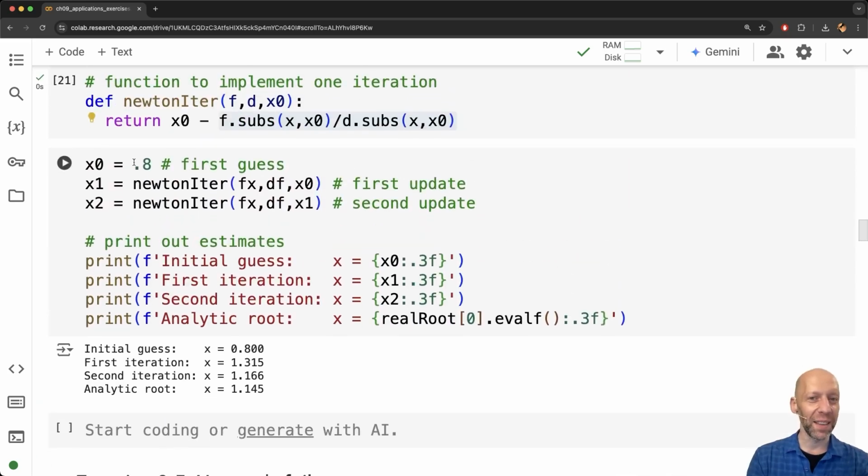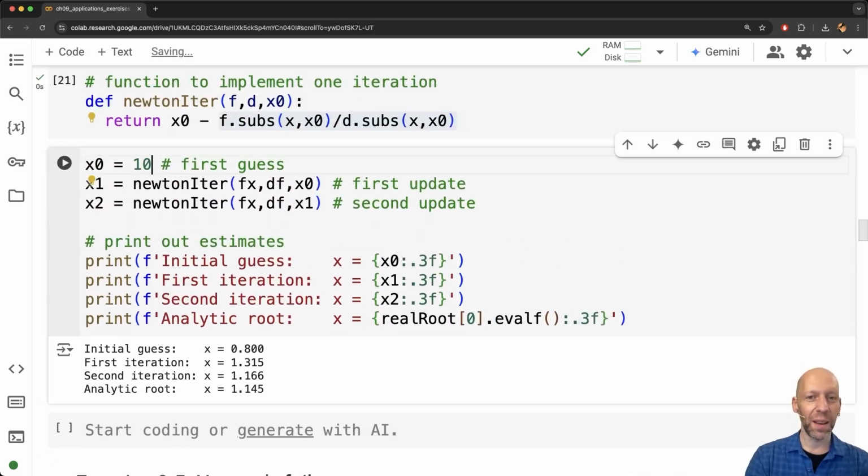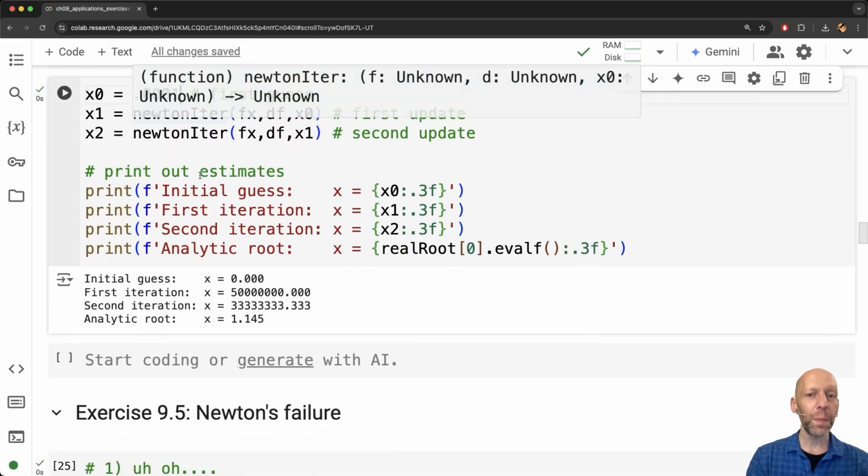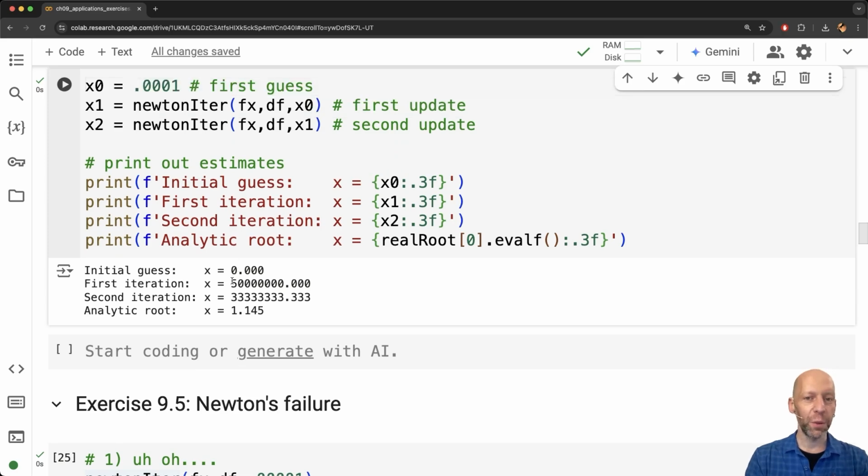Let's start here. So let's say 0.0001. Let's do this. So you can see we started off super far, but already we're getting a little bit closer, right?